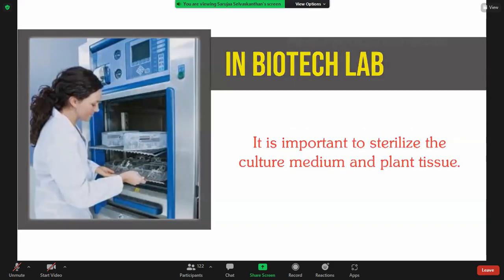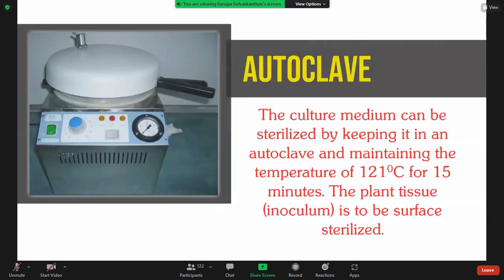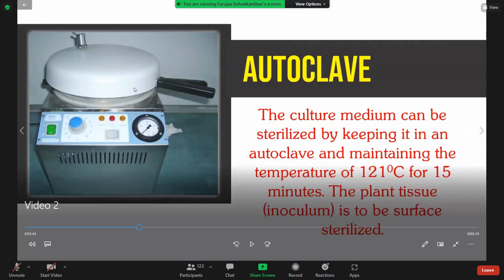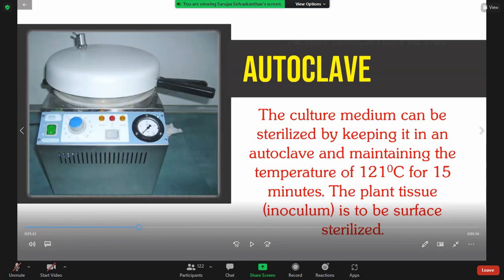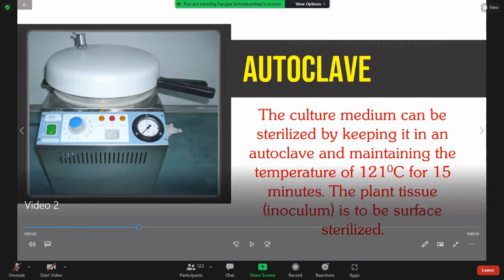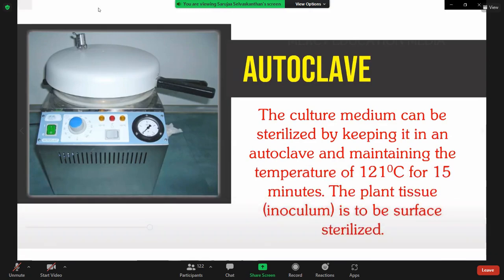So, it is important to sterilize the culture medium and plant tissues. The culture medium can be autoclave sterilized. Actually, there are different types of autoclaves, right? In the department laboratory we also have an autoclave. In the tissue culture laboratory also an autoclave is there, right? But in different forms. By keeping it in an autoclave and maintaining the temperature of 121 degrees Celsius for 15 minutes.